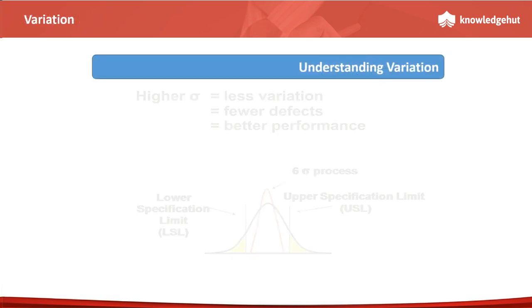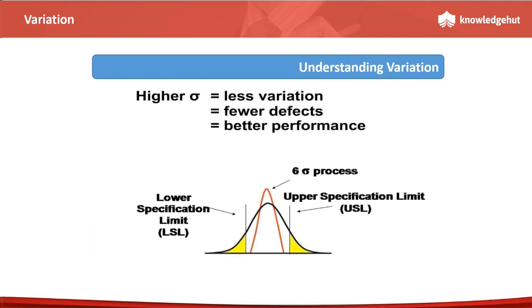Variation. Let's look at what variation is. So Six Sigma aims at controlling the variation. That's what we have spoken about some time back. It aims at reducing the variation, or reducing the standard deviation. If we reduce the standard deviation, we are indirectly saying that we have reduced the variation in the process. So higher Sigma, mind it, it's higher Sigma, not higher standard deviation.